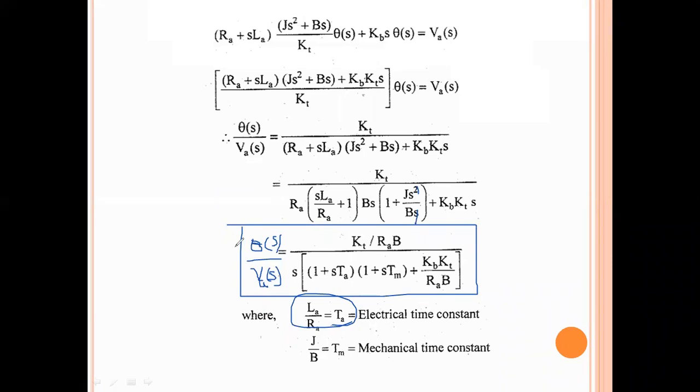In the same way, we can derive the transfer function for field control DC servo motor also, that we will see in the next class.